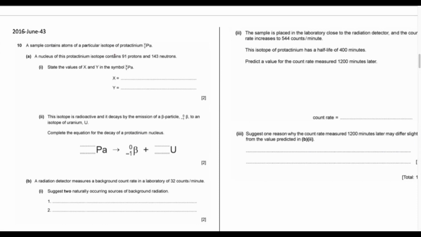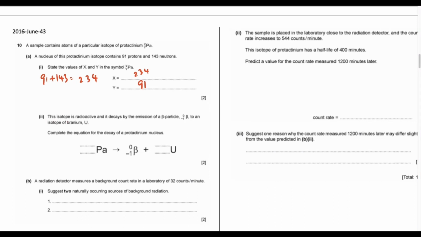So for the nuclear number, we add proton and neutron. So 91 plus 143 equals 234. So 234 is the answer, which is the nuclear number. Now, Y is the proton number. So we look at the number of protons, which is 91. So we write here 91. Okay, so that is how we answer the first part.